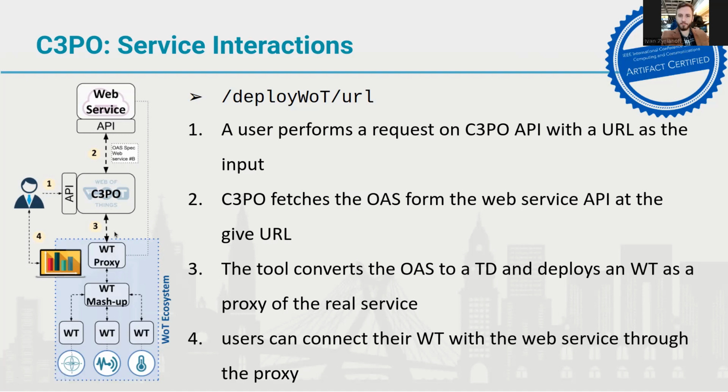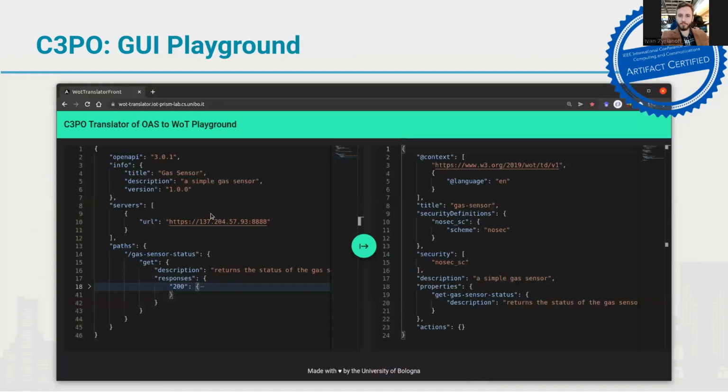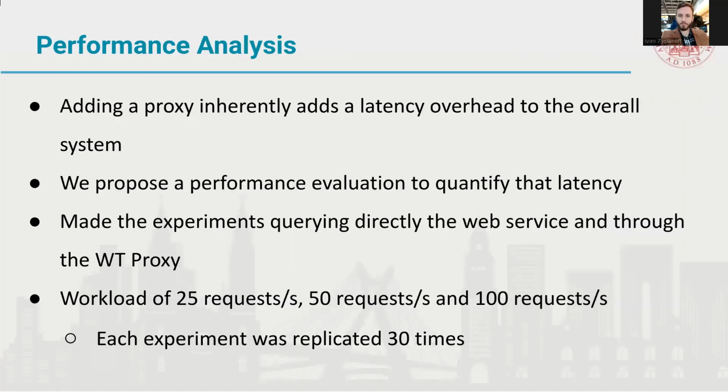C3PO spawns these proxies. It also has a simple web interface. It doesn't have all the features of the service through its API, but it has this playground. It's at this URL, and I invite all of you to go and test it. It just does a syntactic translation of OpenAPI specifications to web things, but it's quite interesting.